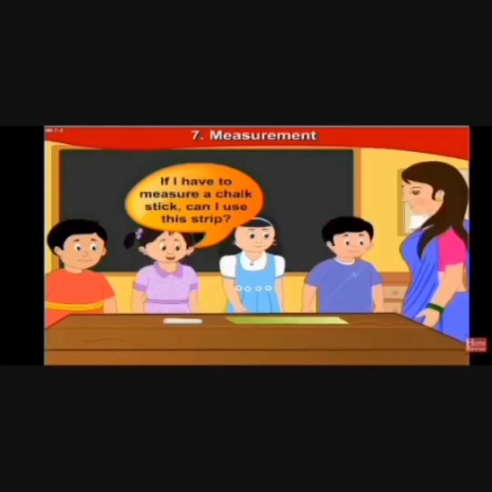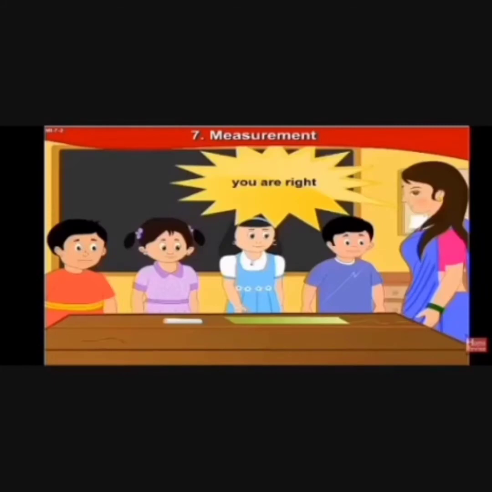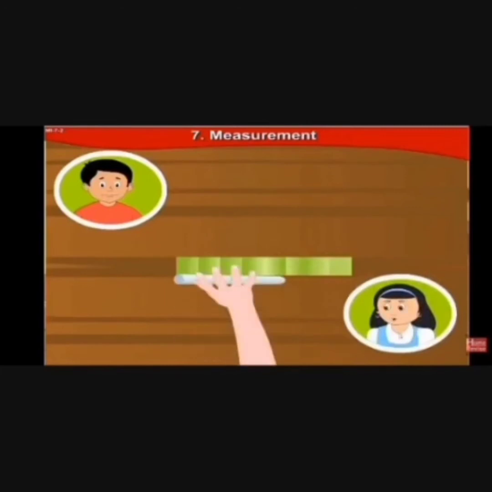If I have to measure a chalk stick, can I use this strip? No, because it is too long. You are right. We will fold this paper strip to make equal parts. These small parts will be useful for measuring the piece of chalk. I will fold the strip in equal 8 parts. Now we can find the length of a chalk. So the length of chalk is equal to 5 parts of a strip.